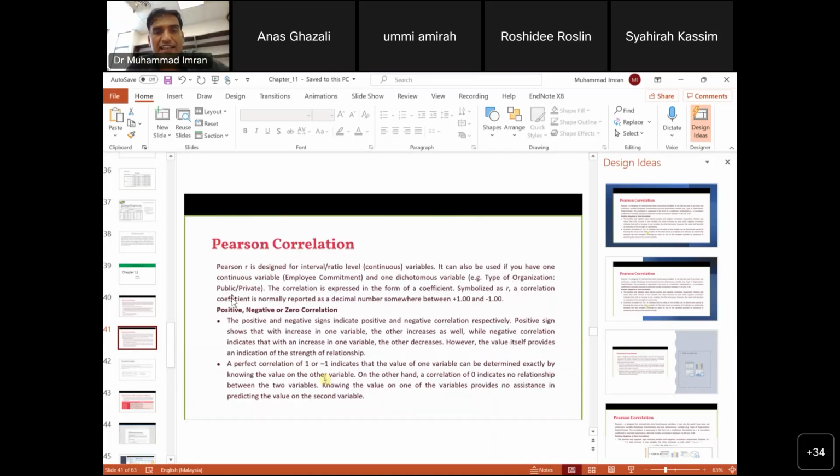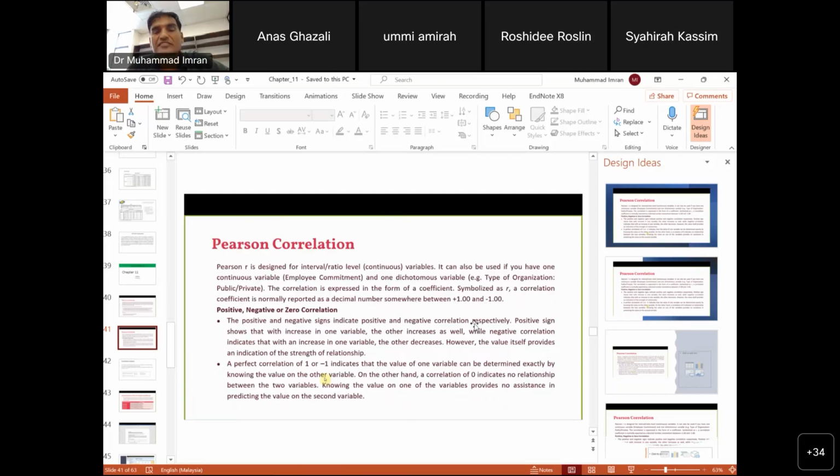The correlation is expressed in the form of a coefficient, symbolized as r. We already covered this one. The coefficient is normally reported as a decimal number, and the result should be between plus and minus 1. What is the meaning of plus or minus 1? Please understand this one.